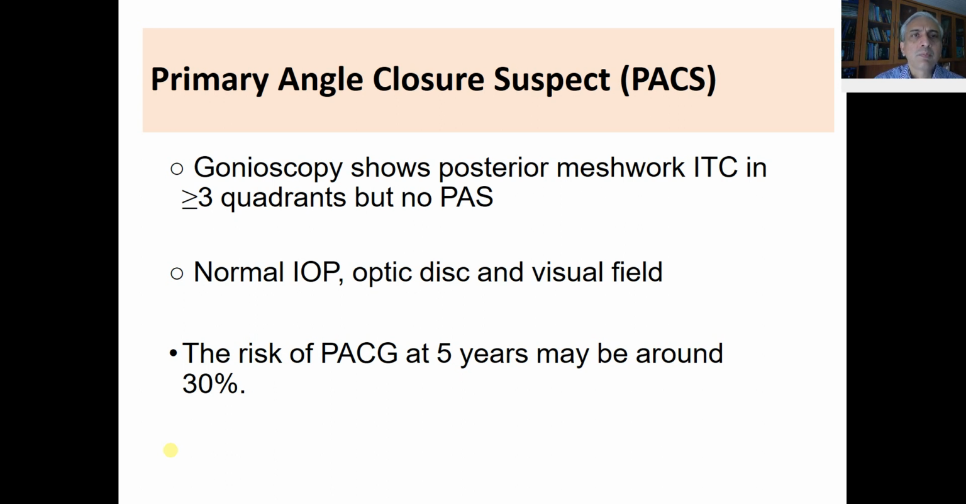So first we go on to primary angle closure suspects. In this, the gonioscopy shows posterior meshwork iridotrabecular contact in greater than or equal to 3 quadrants, but no peripheral anterior synechiae. The pressure is normal. The optic disc and visual field are also normal. The risk of primary angle closure at 5 years may be around 30%. So this is a lot of information which I've given you. So we'll slowly go and explain what it actually means.